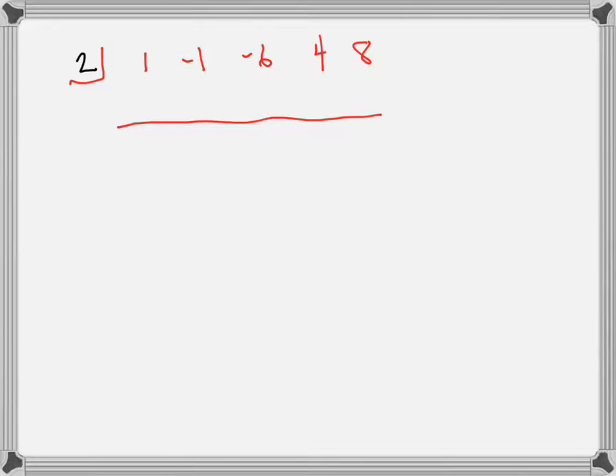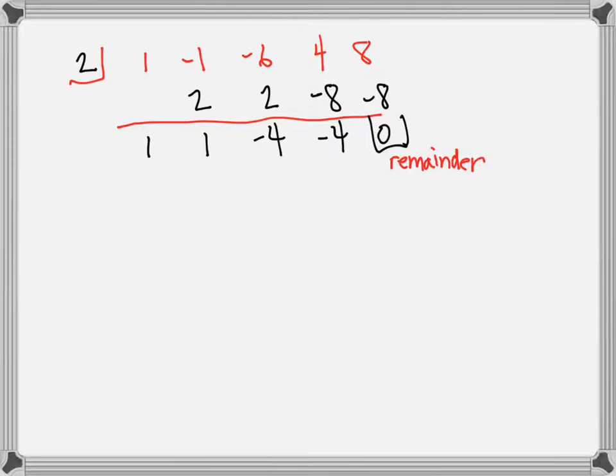For synthetic division, we will bring down that first term. We will multiply 2 times 1 and get 2. We'll add going down, so negative 1 plus 2 is 1. We will multiply 2 times 1 and get 2. We will add going down and get negative 6 plus 2 is negative 4. Multiply 2 times negative 4 and get negative 8. Add 4 plus negative 8 and get negative 4. Multiply 2 times negative 4 and get negative 8. And finally, when we add, we get 0, which is our remainder.